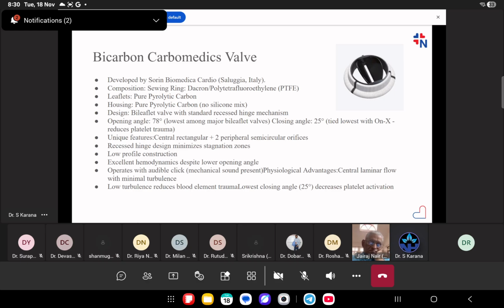Unique features: it has a central rectangular jet with two peripheral semicircular orifices. We have three orifices. Because of this, the opening angle is also less. They have a normal hemodynamic profile and excellent hemodynamics despite the lower opening angle. It operates with an audible click. Low turbulence reduces the blood elemental trauma. Low closing angle decreases platelet activation in the patient.